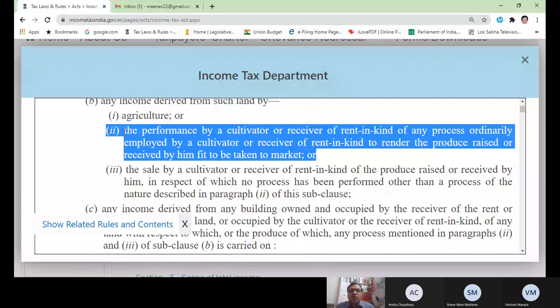So agricultural income is not only the income which is earned by a farmer. Even rental income earned on the agricultural land is agricultural income. On that land, whatever machine is used which will convert that crop into a produce which is fit for sale in the market, whatever income is earned because of that machine is also agricultural income.